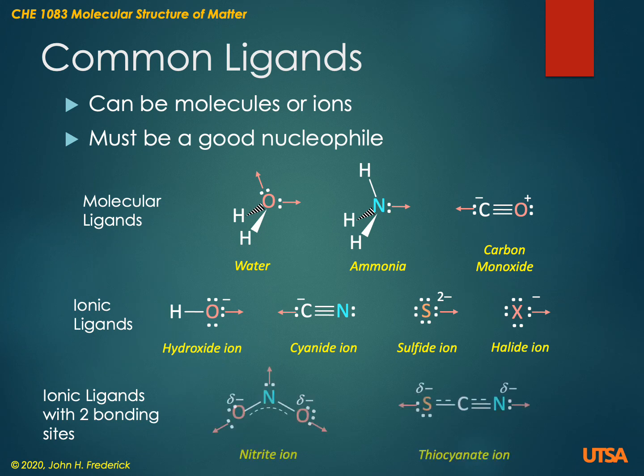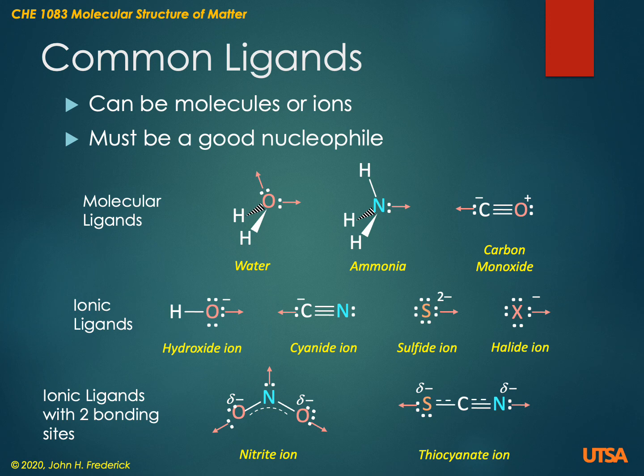Finally, we could have ionic ligands that have 2 possible binding sites. This is true of the nitrite ion and also of the thiocyanate ion. Let me talk about thiocyanate first. It can connect to a metal either through the sulfur or the nitrogen. Either one of those will work, and so it's very versatile in that way, and those actually form different types of isomers that we might see, and we'll talk about that in the next video.